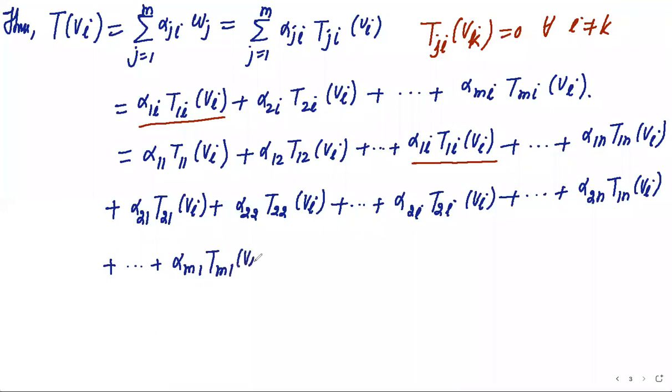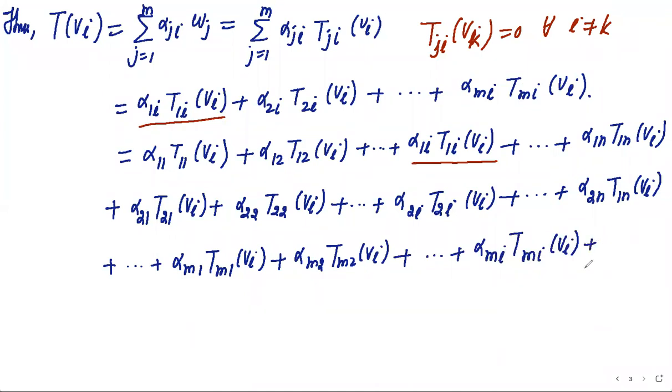Then T m1 vi, then alpha m2 Tm2 vi, then so on, alpha mi, mn. एक जगह पे ये भी होगा, पहले हम ये भी लिखेंगे ना, then T mi vi, then the last term is so on T mn, this is alpha mn.